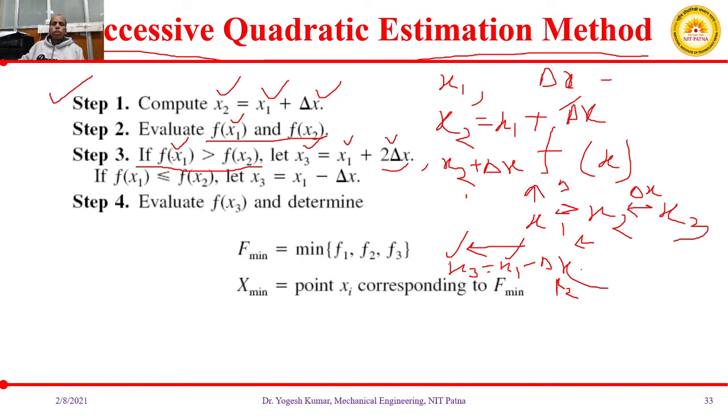So this way you are getting 3 points. In the previous case also, when fx1 was greater than fx2, you are getting 3 points x1, x2 and x3. Anyway, we are supposed to find 3 consecutive points x1, x2, x3, which are equidistant from each other. From one point, say from x2, these 2 points are equidistant. x3 is at delta x distance and x1 is also at delta x distance. This will be minus and this will be plus, but these are at equal distances.